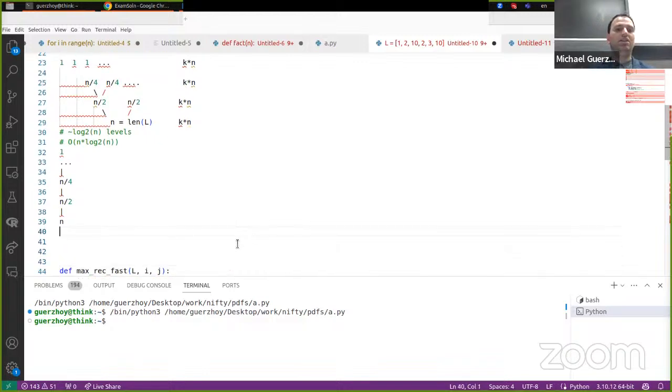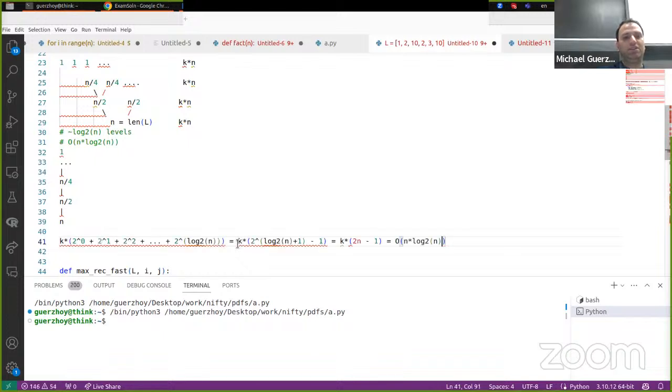And this is log n levels. So this is going to be O of n. You could say it the other way: 2 to the 0, times k, plus 2 to the 1, plus and so on up to n. So this is plus 2 to the log n, because that's n. And then that's the geometric series.